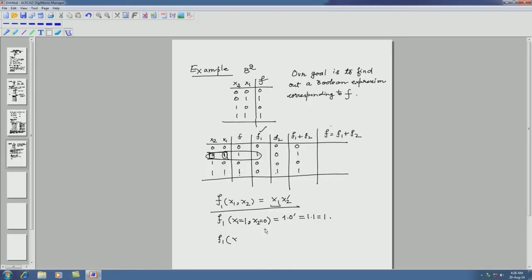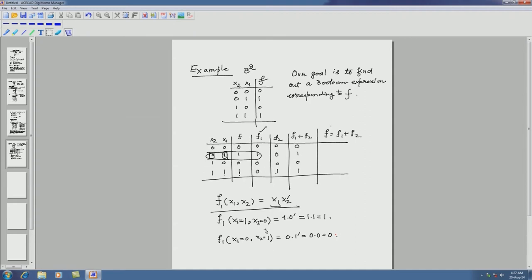Therefore, in other places, either x1 will be 0, in that case f1 will be 0, or x2 will be 1, in that case x2 complement will be 0. For example, if I evaluate the same function f1 at, let us say, x1 equal to 0 and x2 equal to 1, this will evaluate to 0 dot 1 complement, which is 0 dot 0, which gives me 0. We can check that this is going to happen in all the other input points.